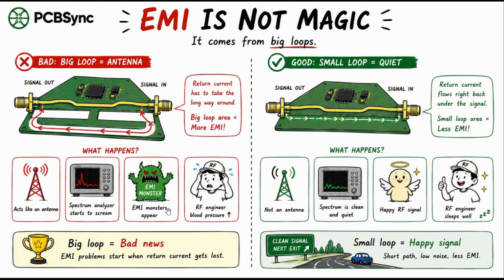EMI isn't some kind of mystical force. It doesn't just appear out of nowhere. Most of the time, the problem comes from one thing: a large return loop. The signal goes out from here and exits over there, but the return current takes a huge detour. When the return path area gets bigger, it starts to act like an antenna, radiating signals outward. Then the spectrum analyzer starts going off. Congratulations, you've just triggered the hidden boss.